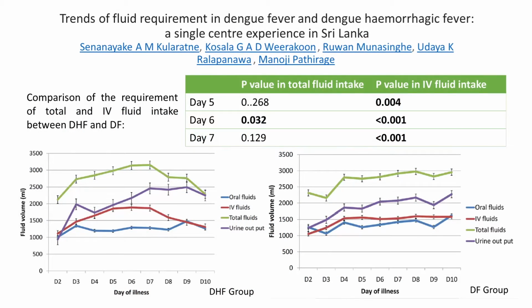This is another study from Sri Lanka, just to show us a comparison of the requirement of total IV fluid intake between dengue hemorrhagic fever and dengue fever. It seems that the fluid requirement in the DHF group is much higher compared to the dengue fever group.